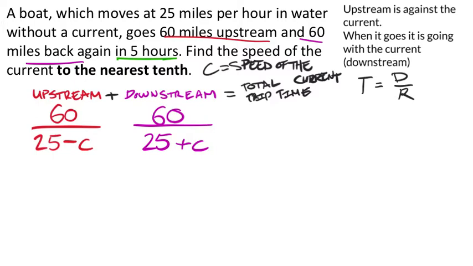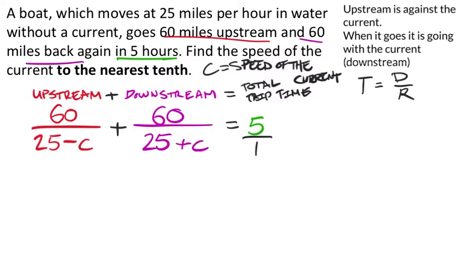So that's the representation of both times, both for upstream and downstream. If you add those two times together, the total trip took, it said, 5 hours. Yeah, we do want to see a denominator for the 5, because we're going to force the denominators to match, and then we're going to get rid of them.